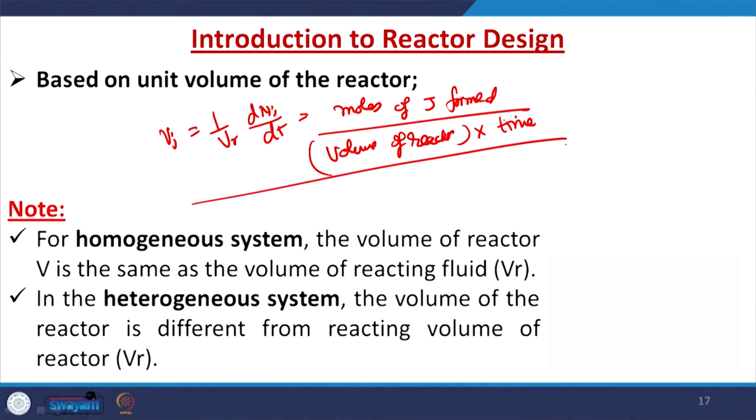Now a couple of things we should remember while considering all these approaches. One is that for a homogeneous type of system, the volume of reactor V is the same as the volume of the reacting fluid. This is very important. Sometimes the reacting fluid volume is represented as VR. In a heterogeneous system, the volume of the reactor is different from the reacting volume VR. So these two things should be kept in mind while designing the reactor to avoid any confusion related to the reactor design.